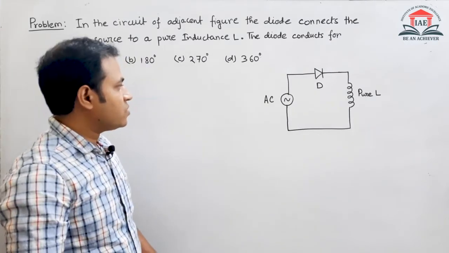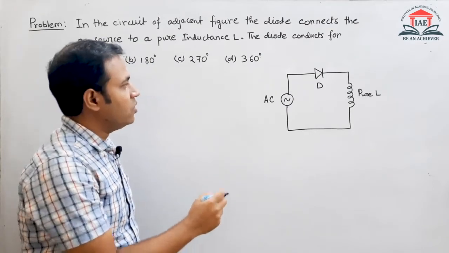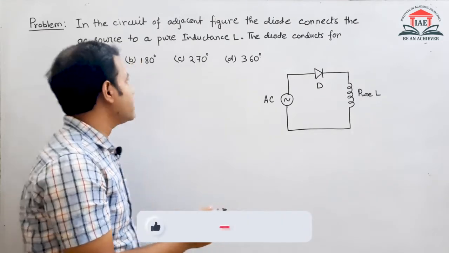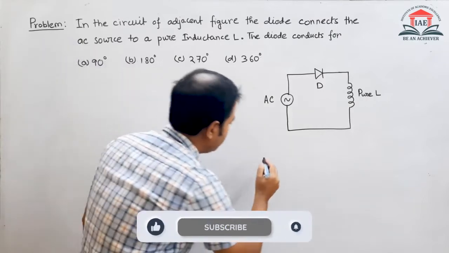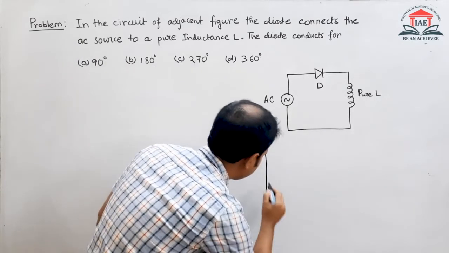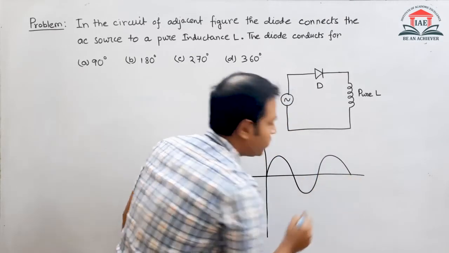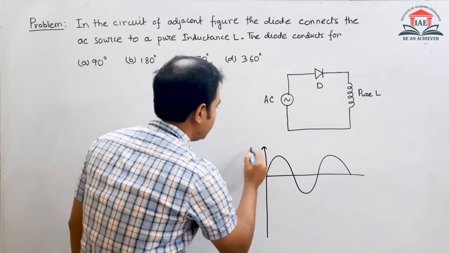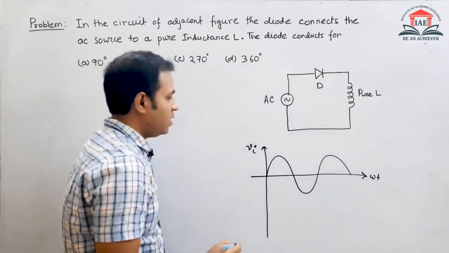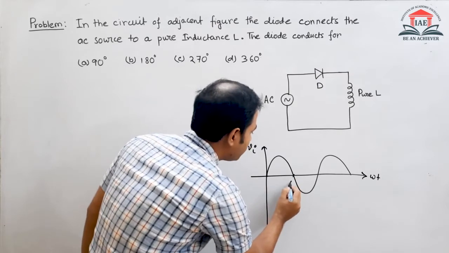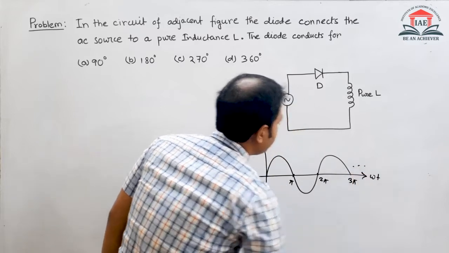So first of all, we can draw the input AC voltage waveform. Then we will draw the current waveform. From there, we will decide what will be the conduction angle for the diode. So this is our input voltage, and we can write it as Vi, and this is omega t, and this is the zero crossing point. This is pi, and this is 2 pi, this is 3 pi, and so on.